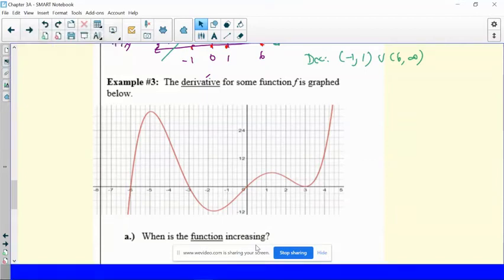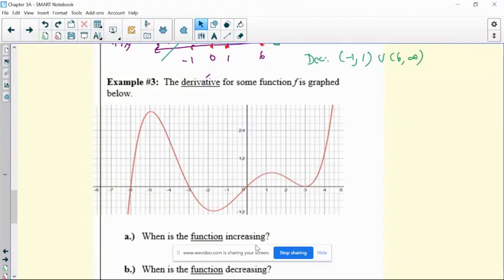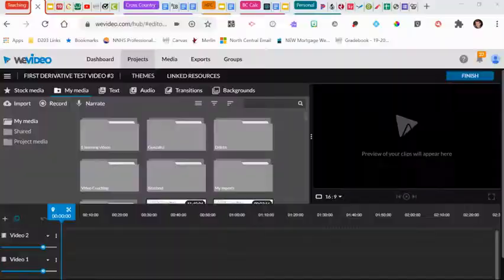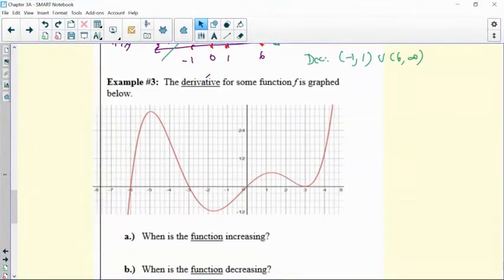Okay, so let's look at a few more examples applying the first derivative test. One of the questions that you're almost guaranteed to be asked several times, whether it's free response or multiple choice, is analyzing a function given its derivative graph, which we have here in example 3. And you have to remember that what I'm visually seeing is the derivative, not the function itself.